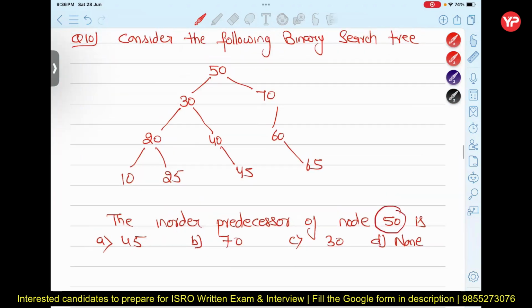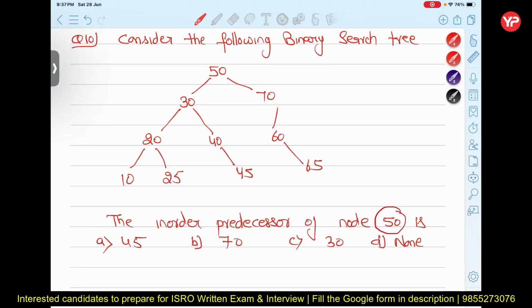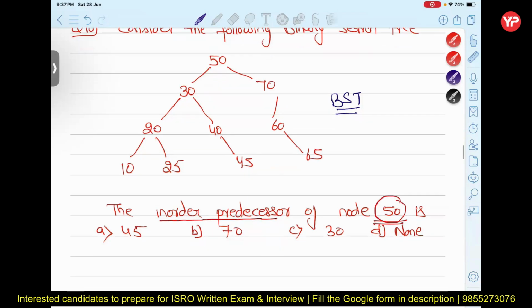Consider the following binary search tree. We need to find the in order predecessor of the element 50. So what is given to us? It's a binary search tree in which the parent is greater than or equal to the left child, and less than or equal to the right child. And we know, my dear students, it's a property that the in order of a BST is always sorted in nature.